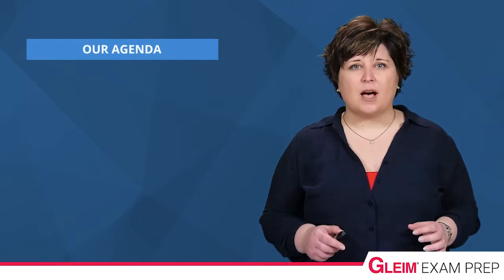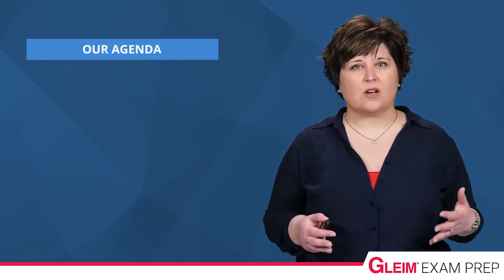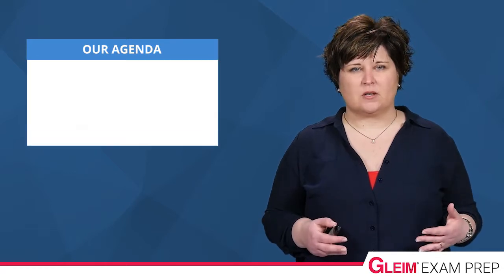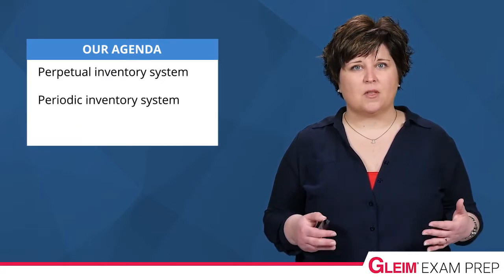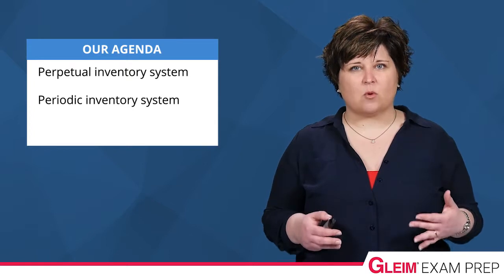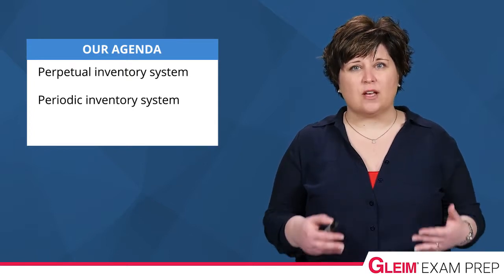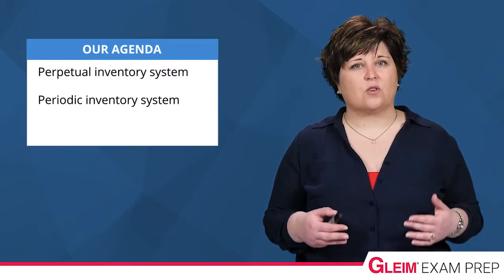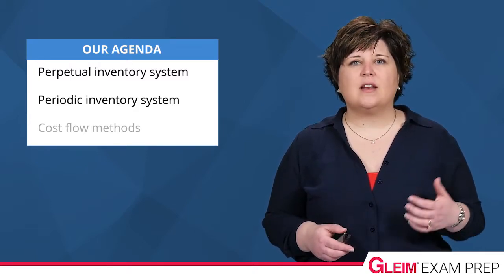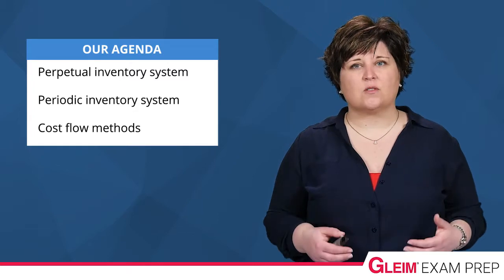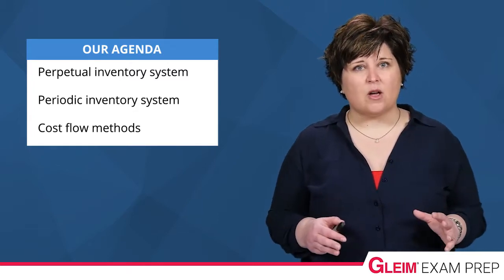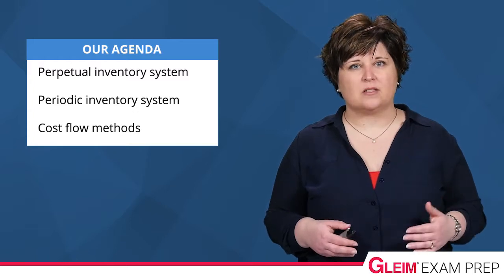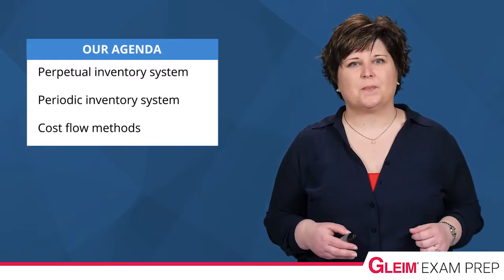We have several topics to cover as we go through the basics for accounting for inventory. We will begin with the two inventory systems, perpetual and periodic. Since both systems require a different series of journal entries to record inventory transactions, we'll go through the journal entries for each one. Then our next topic is going to be the cost flow methods. Now this is an area where some students struggle, so we'll discuss and practice with the different methods. So let's get started with inventory.